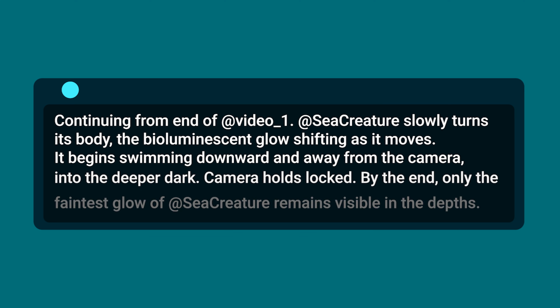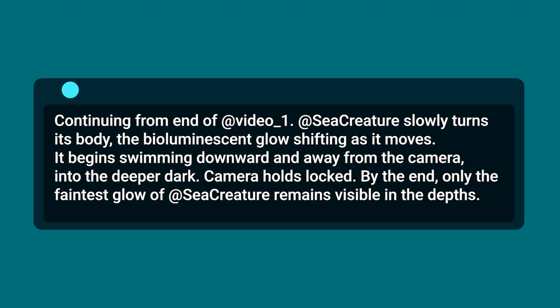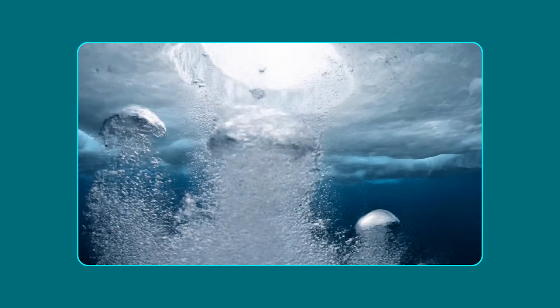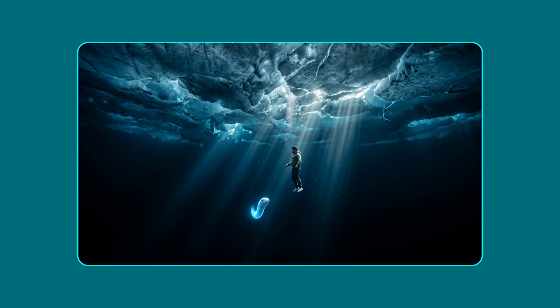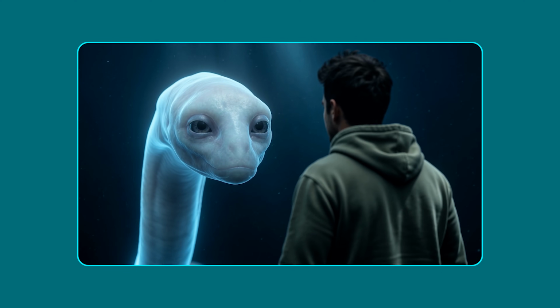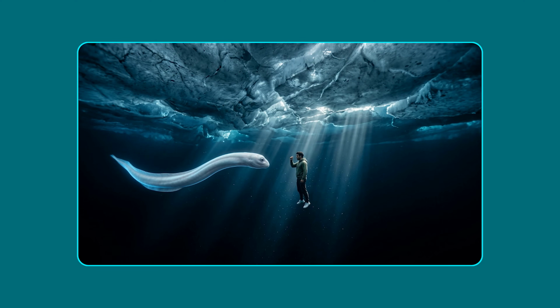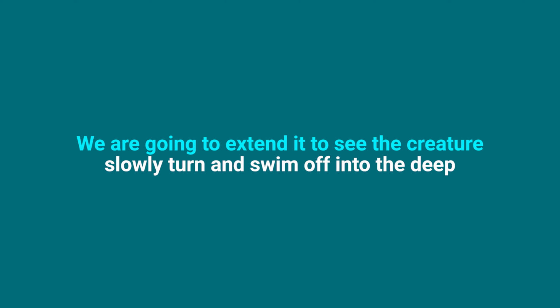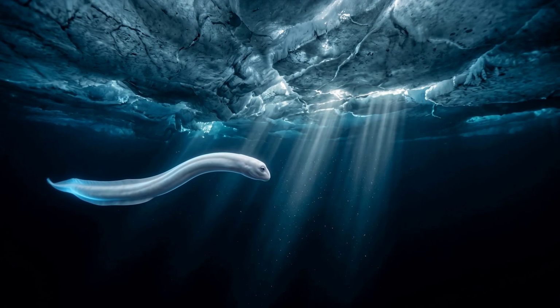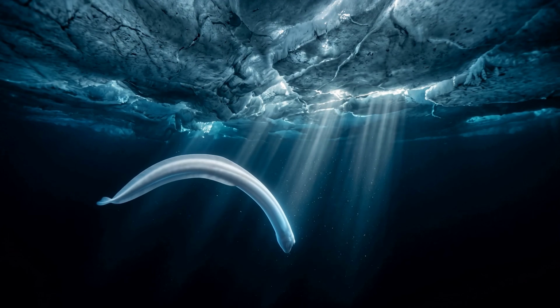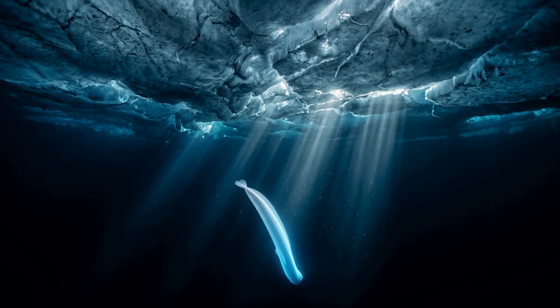Then, we need to write a short motion prompt that describes what should happen next. We don't need to describe the lighting, the color grade, or the environment again. Seedance reads the source clip and matches all of that automatically. So let's take our underwater scene, the one that ended here, with the sea creature watching the empty space where Liam was. We're going to extend it to see the creature slowly turn and swim off into the deep. The extended clip picks up exactly where the original ended, with the same character position and atmosphere.